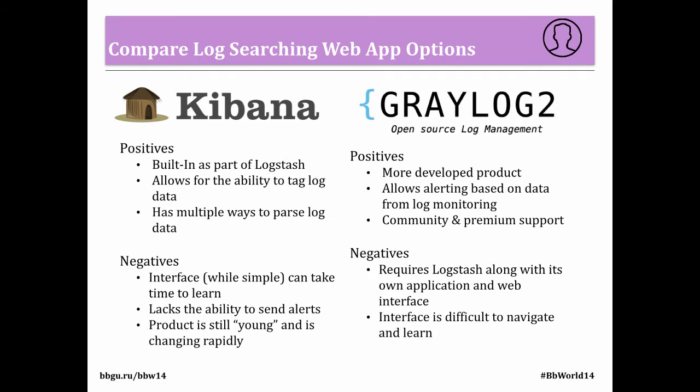So we had two log searching web applications that we reviewed: Graylog 2 and Kibana. Graylog 2 was a much more developed product. It allows alerting based on data from the log monitoring. So if something appears after a certain amount of time, you can have the system email you or text alert you if there's any problems. You can also get community and premium support if you wish, but Graylog 2 is an open source product.